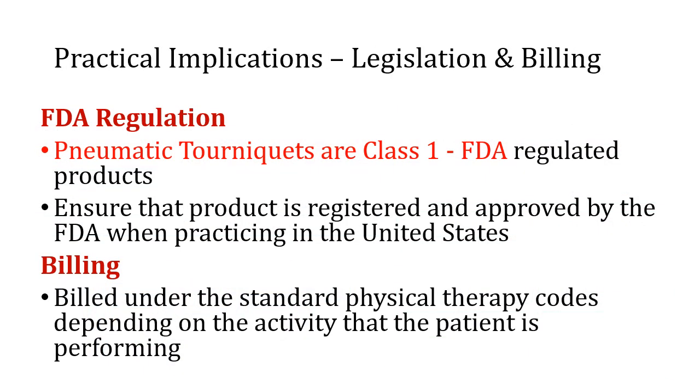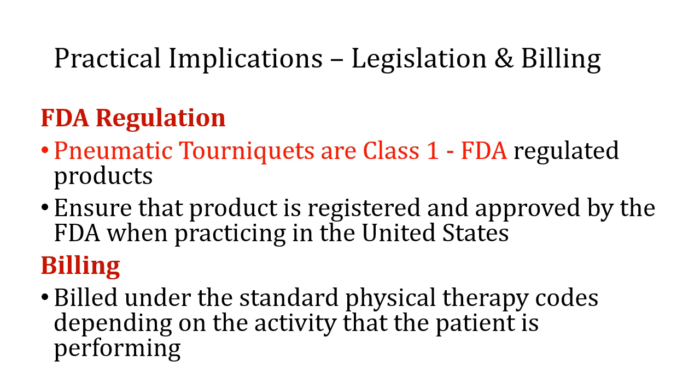Okay, then if we're considering FDA regulation, pneumatic tourniquets are considered a class 1 under the FDA and are regulated products. Thus, it's important and essential to ensure that the product and/or cuff that you're using for quote-unquote BFR is registered and approved by the FDA when practicing within the United States. Thus, further giving an example previously that a TheraBand may potentially leave you open to lawsuit if you're practicing in the U.S. So it's best to spend the money and ensure safety within the clinical setting.